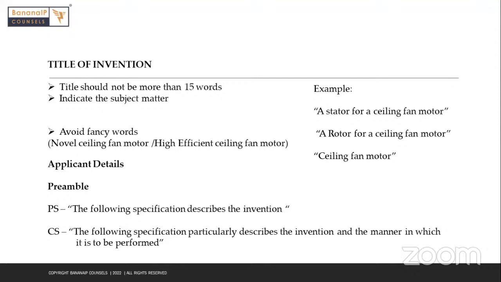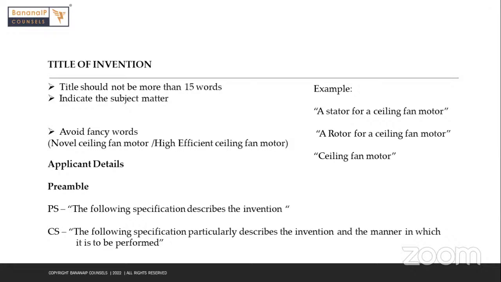So let's take an example. We have an energy saving ceiling fan in which the energy losses are significantly reduced. Here, if we say that the invention lies in the stator, then the title can be drafted as a stator for a ceiling fan motor. If the invention lies in the rotor, then the title can be drafted as a rotor for a ceiling fan motor. If the invention lies both in the stator and rotor, then the title can be drafted as a ceiling fan motor. If the application can also be extended to others, then we can broadly keep the title as electric motor or electrical machine.